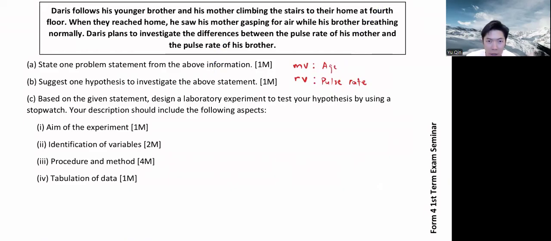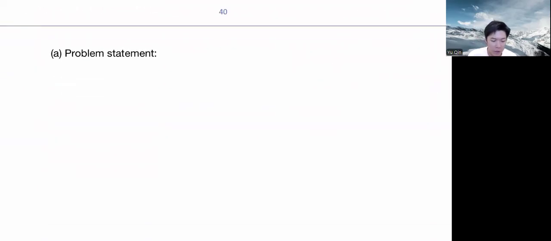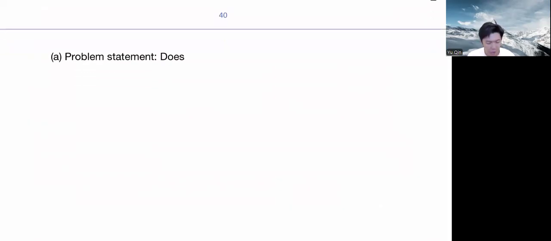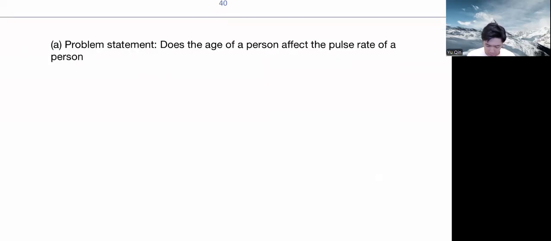You all get it? So including the words that we use to start off, it will be like, does the age of a person affect, so I'm using my manipulated and responding variables. Okay, I'm going to start with does. Usually that's the easiest one. Does the age of a person affect the pulse rate of a person? There you go.